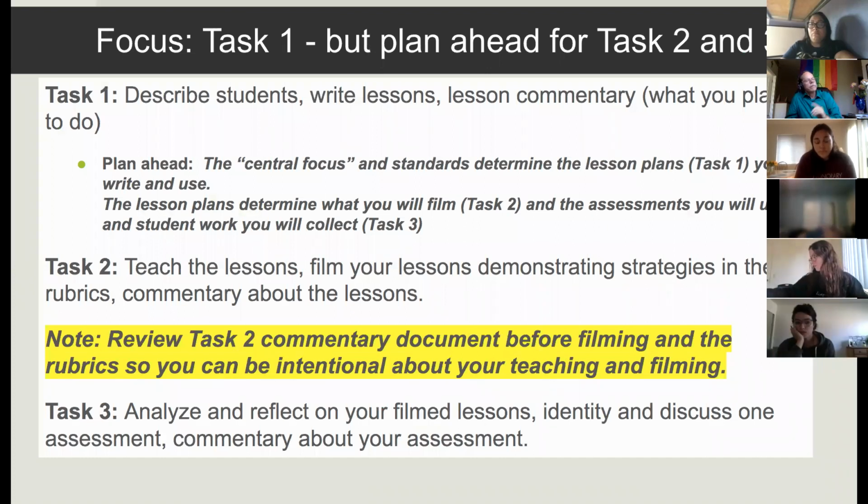So your focus here is task one, but as you heard me already say today, plan ahead for task two and task three. You've got to come up with a central focus. You heard one of the tips earlier, get to a specific objective and make sure you're teaching that. The lesson plans determine what you will film, which is task two. And the assessment you use will determine the student work you collect, which is task three.